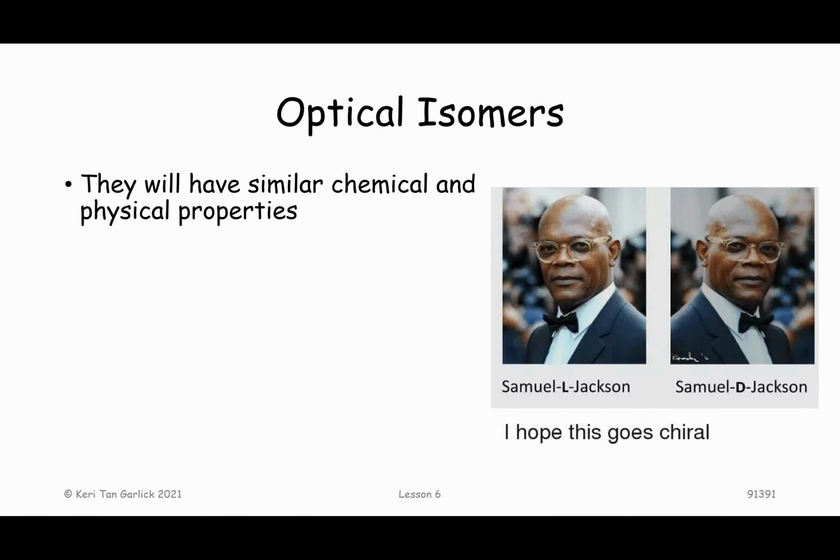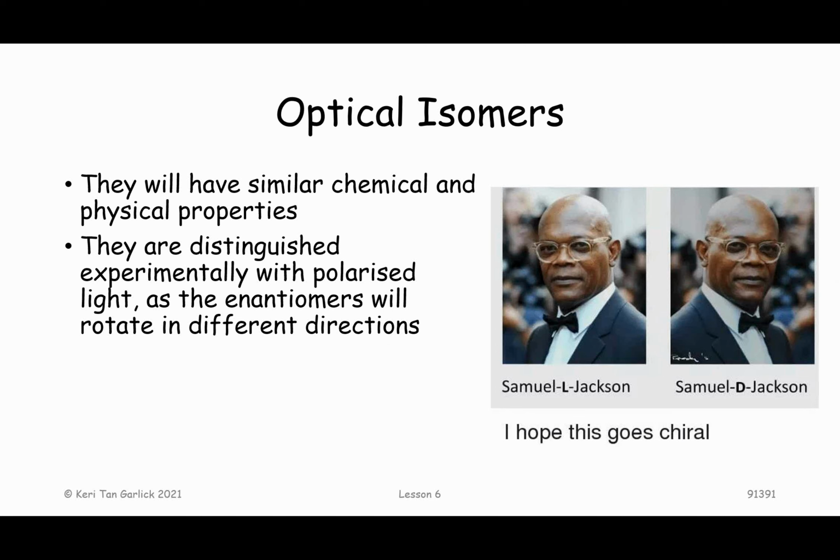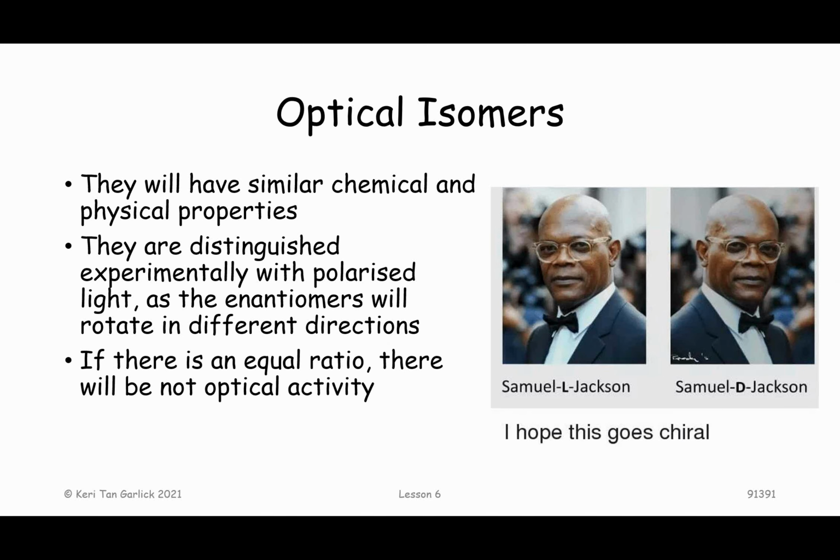They have similar chemical and physical properties. They'll do similar chemical reactions. The only thing that we can really use to distinguish them is polarized light. So they rotate in opposite directions, and that's an important thing to know because they often ask that question, how would you distinguish them? And you'd say, I would distinguish them using polarized light. They would rotate in opposite directions. If there's an equal ratio of both optical isomers, then we don't see any optical activity.